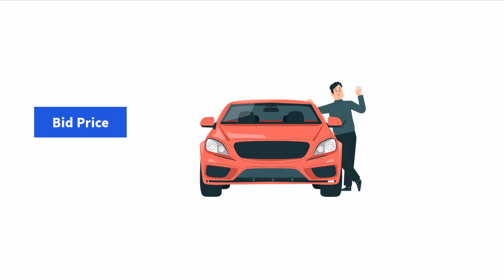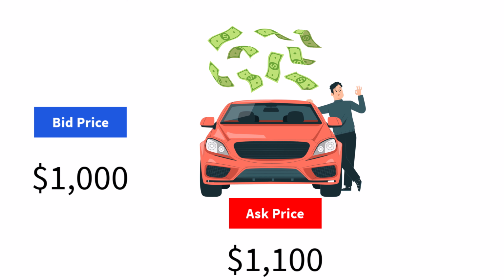For instance, if the bid price of a car is $1,000 and the ask price is $1,100, in that case, the spread will be $100. The spread goes to the market maker, who is responsible for pairing the buyer and seller of the car. This could be your dealer or the marketer. In trading, the market maker is our broker.